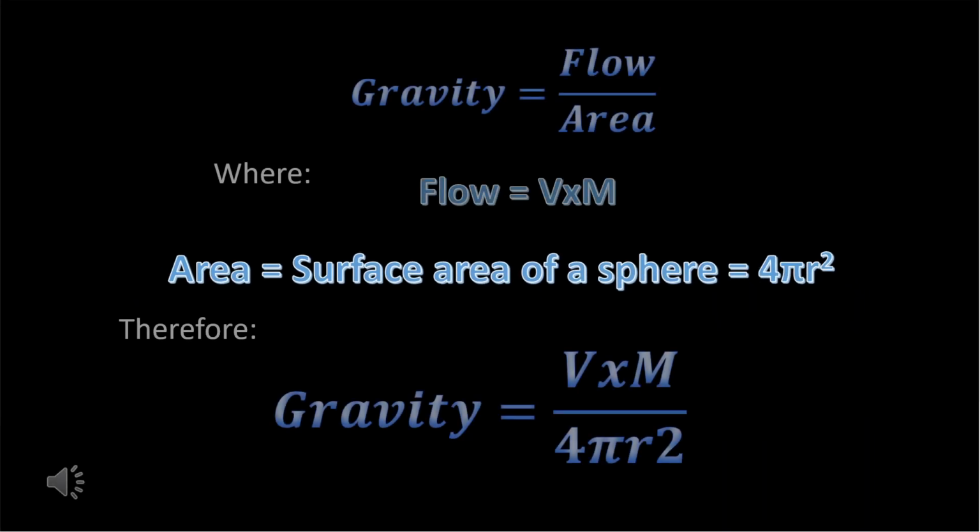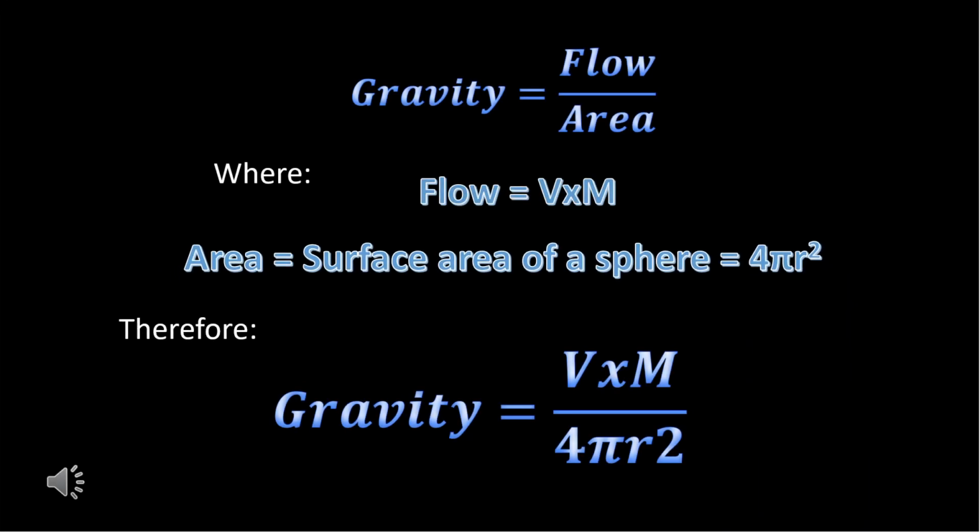We can now take our formula for gravity, where gravity equals the flow divided by the surface area through which that space must flow, where flow equals the volume of space consumed per kilogram per second times the mass, where area equals the surface area of a sphere, 4 pi r squared, and therefore we can come up with a formula where gravity equals Vxm divided by 4 pi r squared.